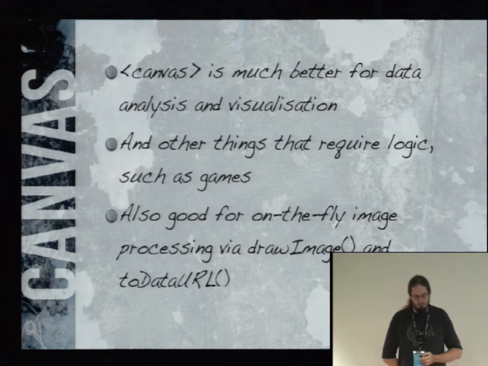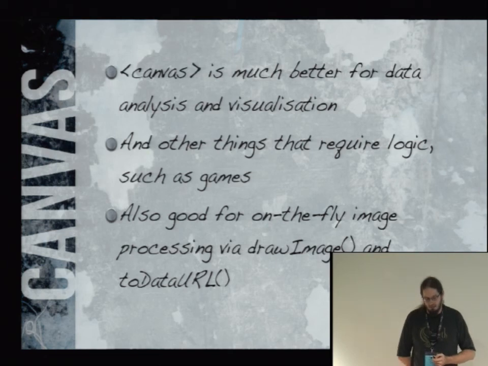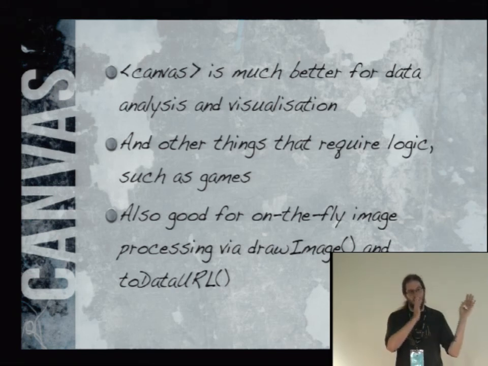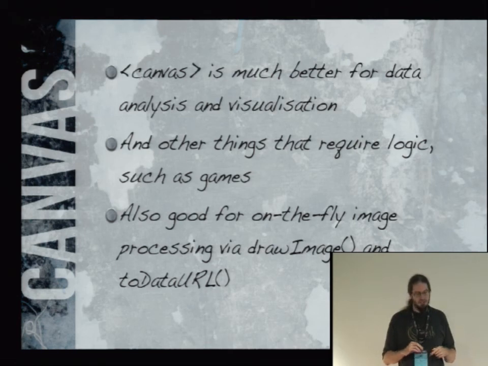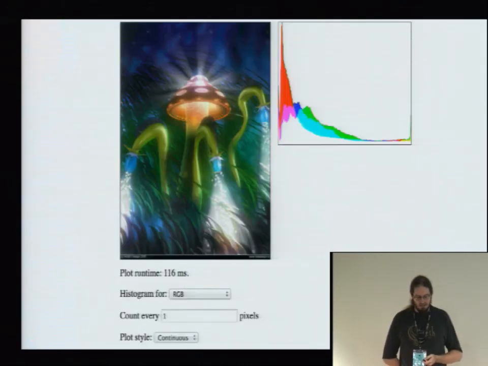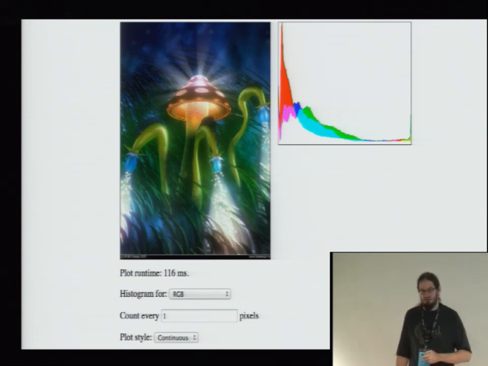But then it's also rather useful for things like on-the-fly image processing. So it's got a drawImage function and a toDataURL function. And that basically allows you to draw an image onto the canvas. Then you can manipulate the image, and then you can use toDataURL to take it off the canvas again and put it back onto the page as an image. So for example, here is a color histogram. It uses Canvas to take a histogram of the color on an image and draw it on a chart.